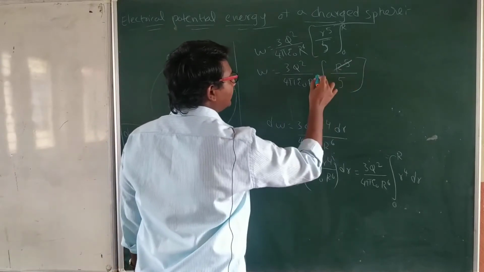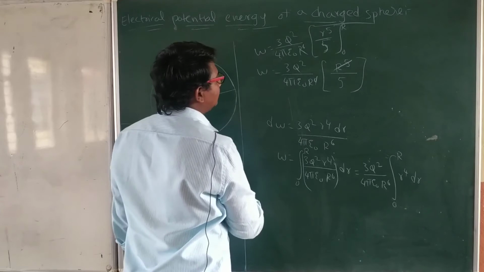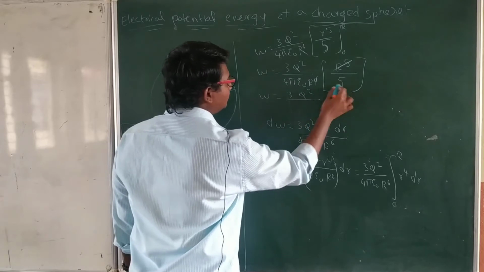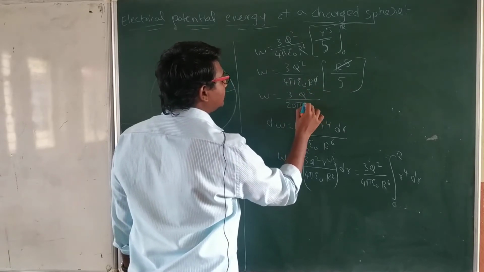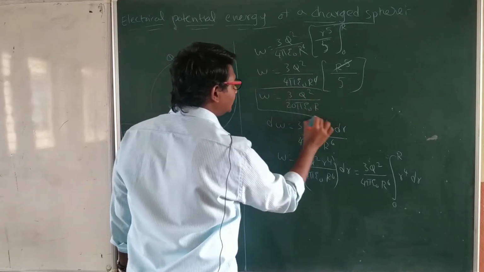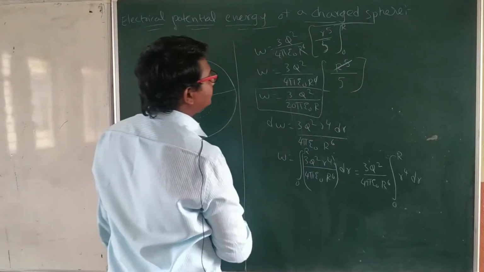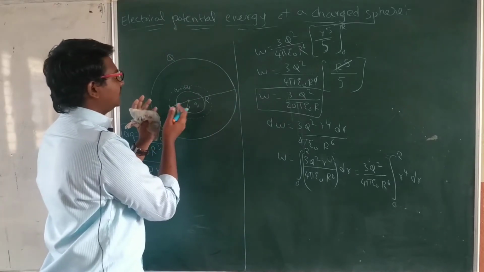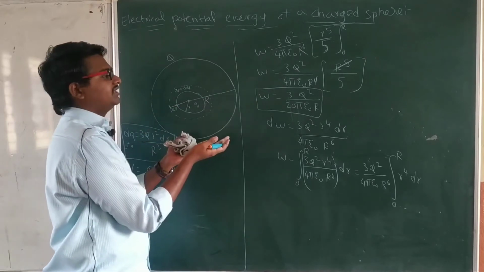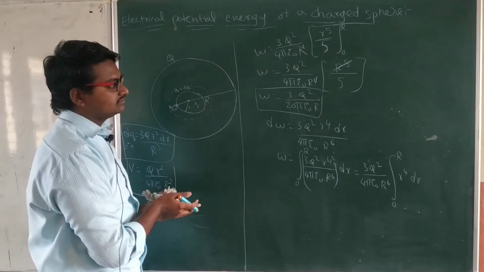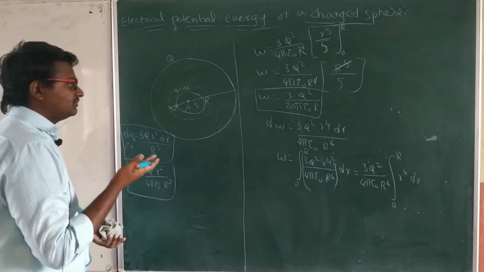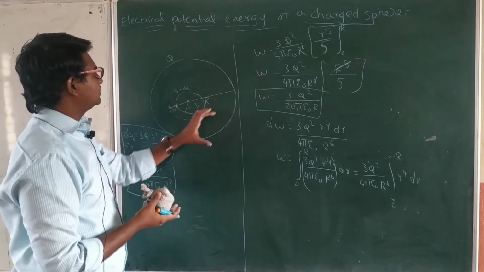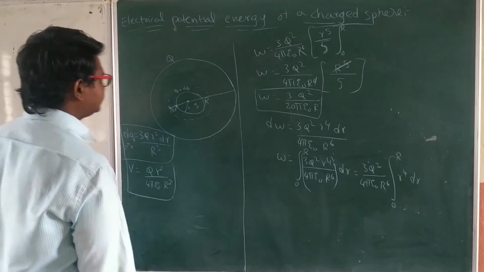Now here R power 5 and this one will get cancelled. The remaining thing is W is equal to 3Q square by 20 pi epsilon naught R. This is the work done in forming the total sphere, or else that work done itself is stored in the form of potential energy. If you keep a minus symbol there, that will be the electrical potential energy of this sphere. That's it.